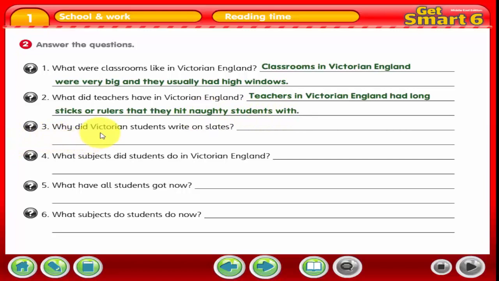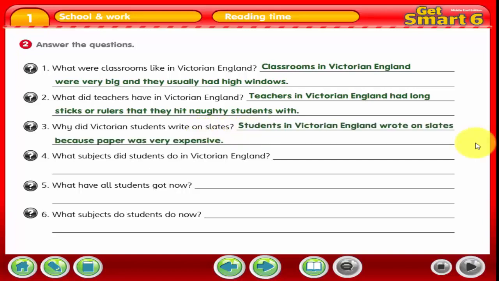Number 3. Why did Victorian students write on a slate? ليه كانوا الطلاب in the past في الماضي بيكتبوا على slates على الألواح؟ Because paper was very expensive. لأن الأوراق كانت غالية مرة. So they couldn't buy it. عشان كده ما كان يمديهم يشتروها. Students in Victorian England wrote on a slate because هذا السبب هو paper was very expensive.